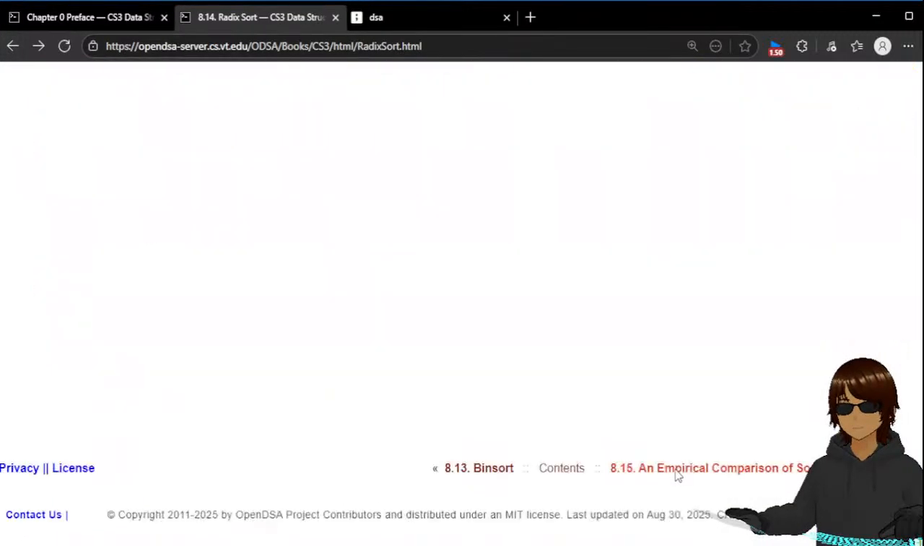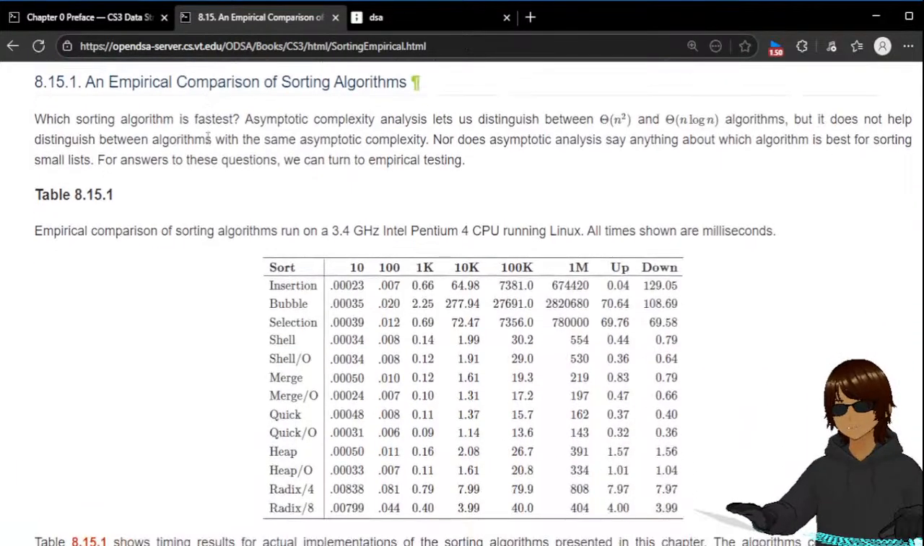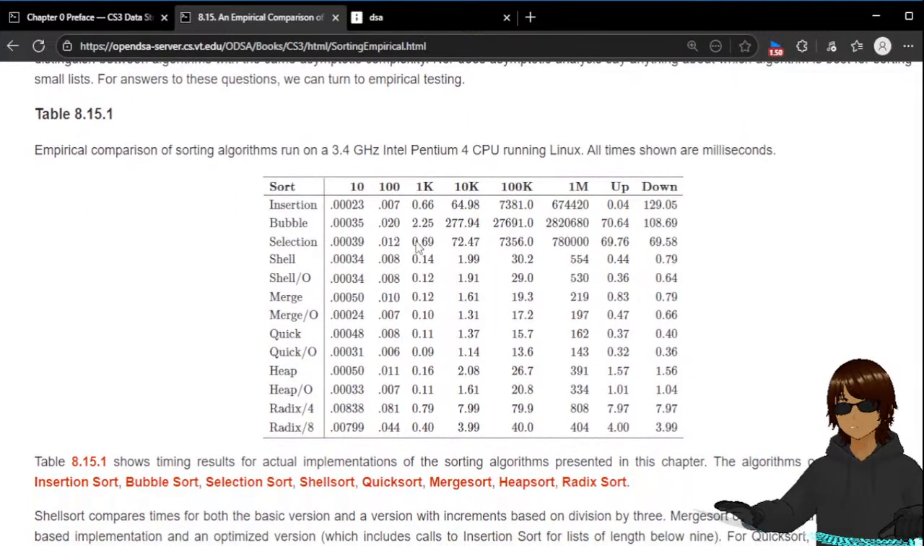Next chapter. An empirical comparison. Empirical comparisons of sorting algorithms run on a 3.5 GHz Intel CPU. All times are shown in milliseconds. What is this up and down? So 10, 100, 1K, 10K, 100K, and then 1 million.